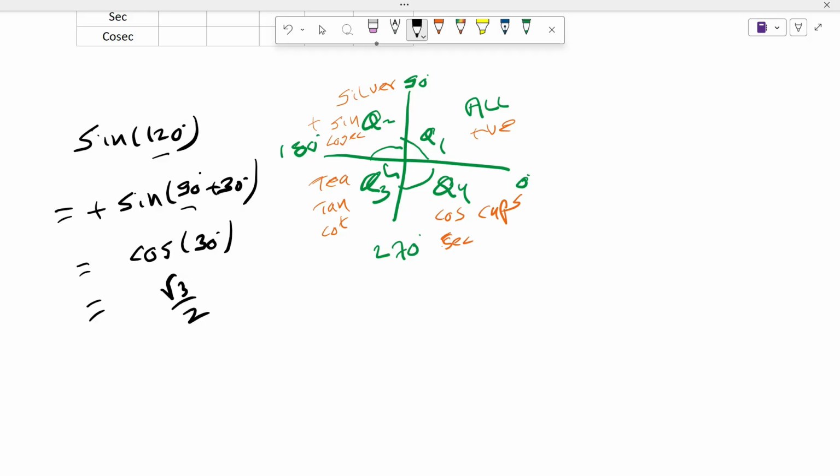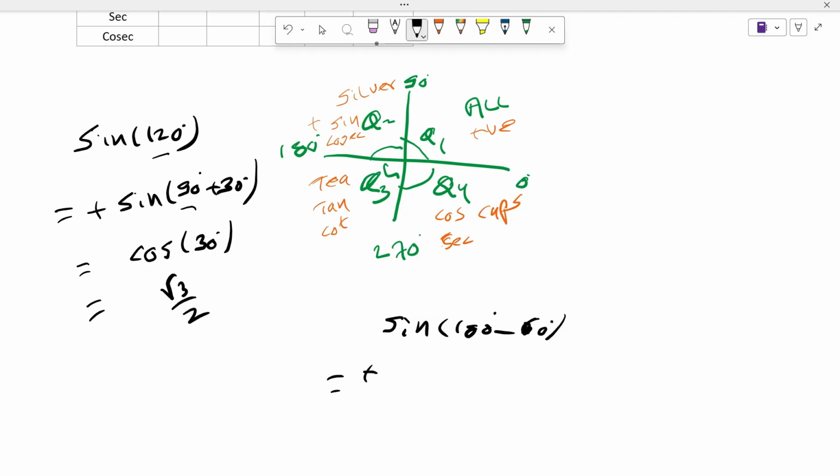Instead of that we can also go for sine of 180 minus 60 degrees. Even this also works well for us. So in this case, what is the symbol? We already came to know that it's plus only, right?